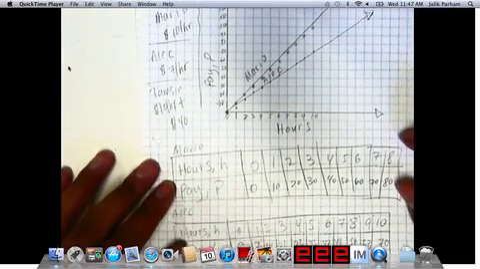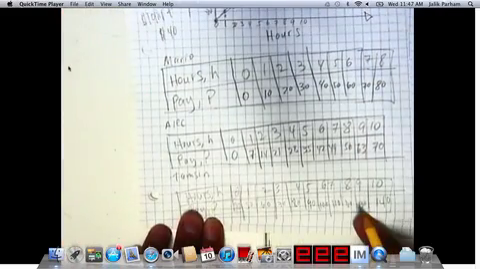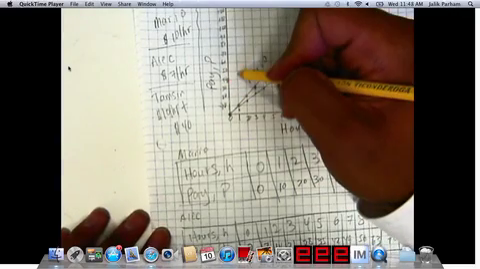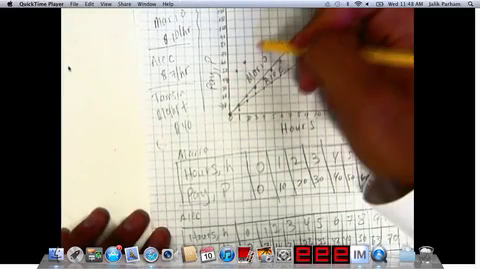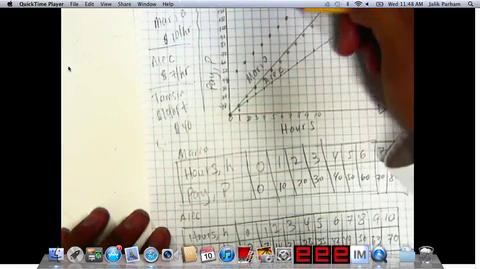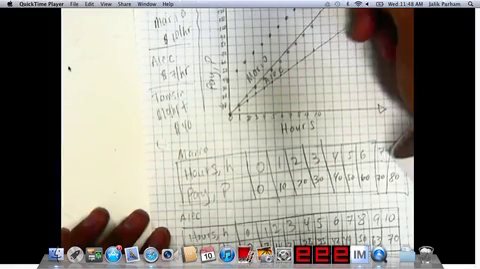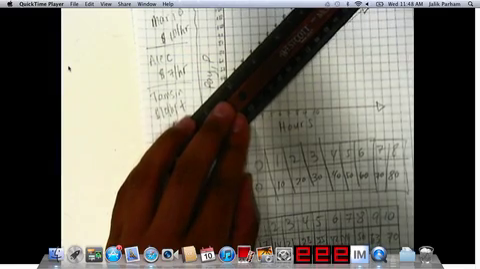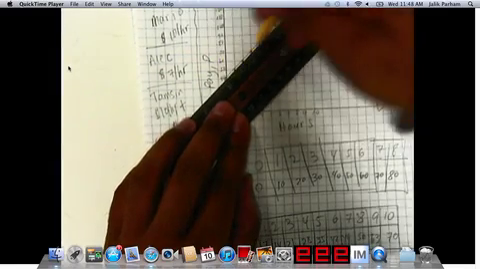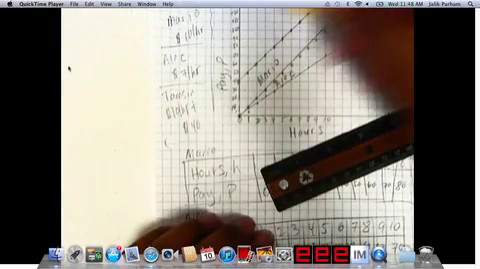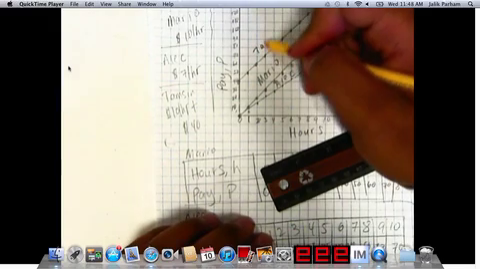Okay? And finally, last but not least, we have Tamsin. Look at her table down here, and I'll plot that. 0 is 40, so we're going to start here, and then 50, 60, 70, 80, 90, 100, 110, 120, 130, 140. Take the straight edge, connect the points. Okay, and this is Tamsin.